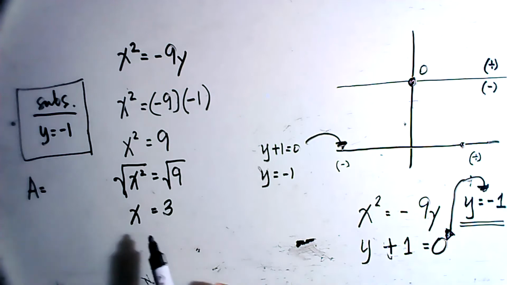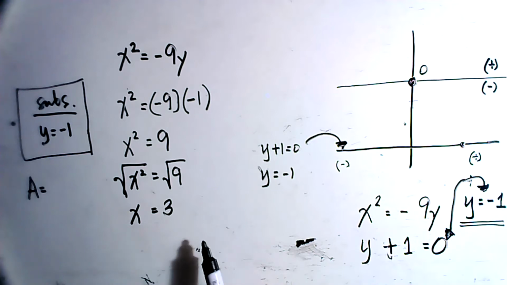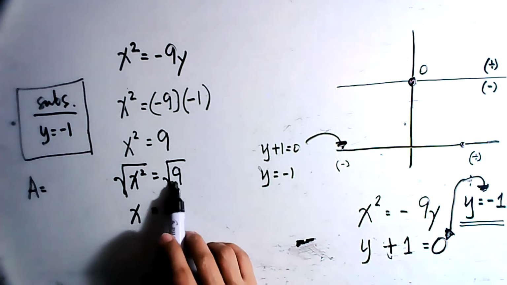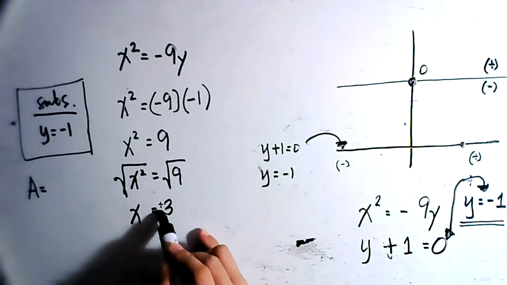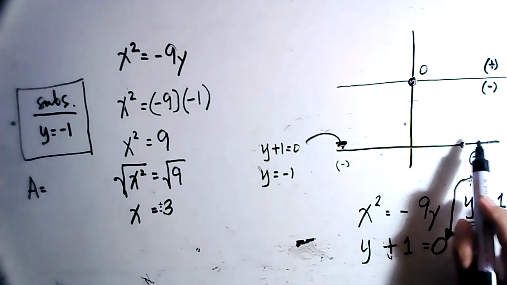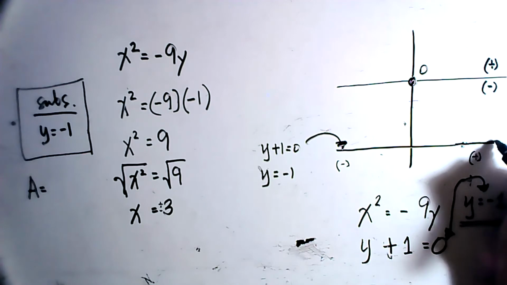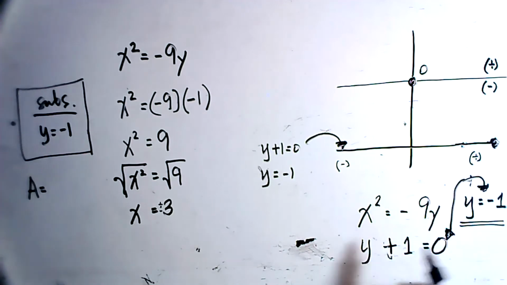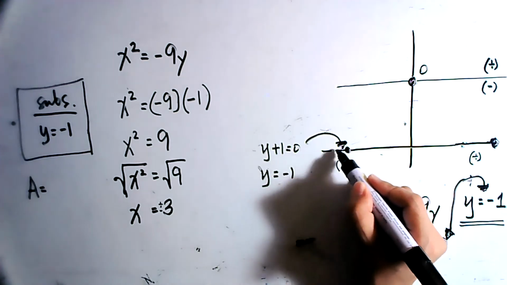So let me draw first the figure. Remember that the value of x can either be plus or minus 3. Because we have here a square root of 9, it could either be negative or positive 3. So from here, we are going to draw the figure. Let's say this is the value of 3, and then we have of course another value of 3 here.